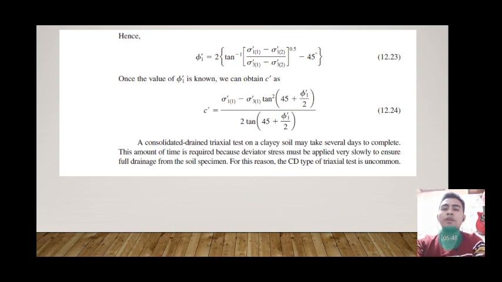Once the value of the internal friction is known, we can now obtain the cohesion of soil by using the formula in 12.24. A consolidated drained triaxial test on a clayey soil may take several days to complete. This amount of time is required because the deviator stress must be applied very slowly to ensure full drainage from the soil specimen. For this reason, this type of triaxial test, or CD type, is very uncommon.